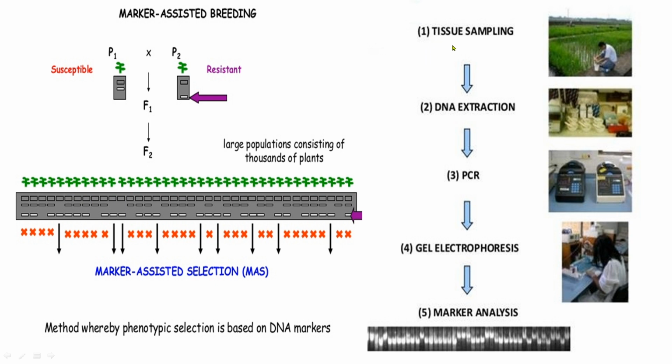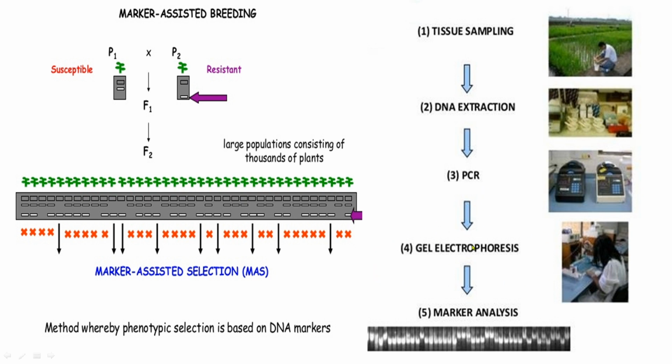First of all, tissue samples of the different F2 plants are to be taken. So we have to collect samples and extract DNA. Samples should be taken from young leaves, and not from twigs. If they have to be taken from twigs, you have to use liquid nitrogen. Then PCR has to be done to amplify that particular DNA segment of the gene of interest. And next, you have to go for gel electrophoresis.